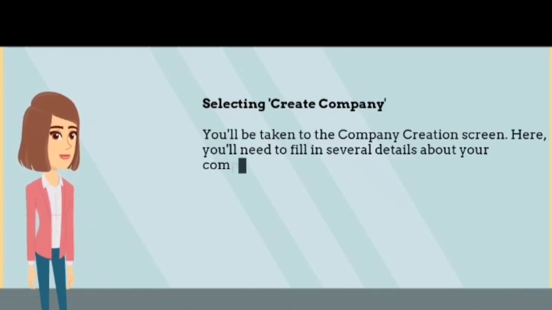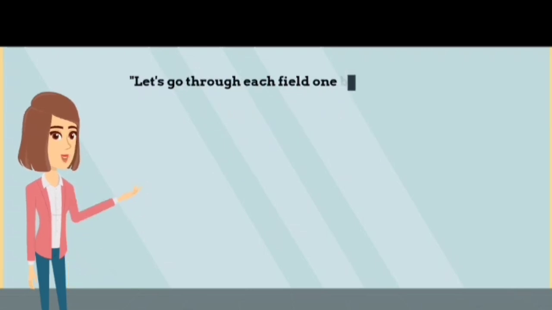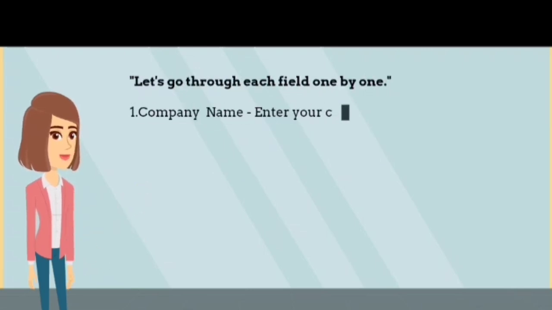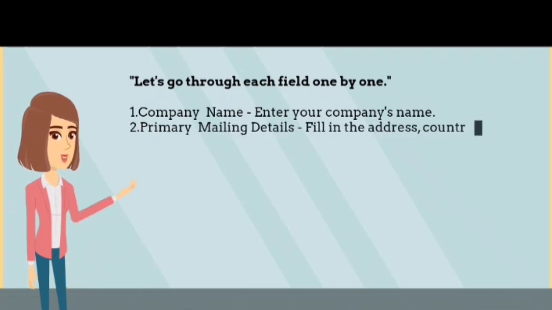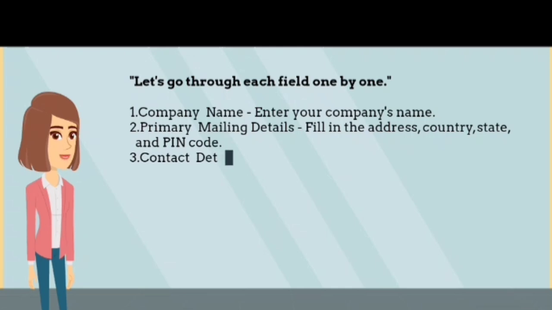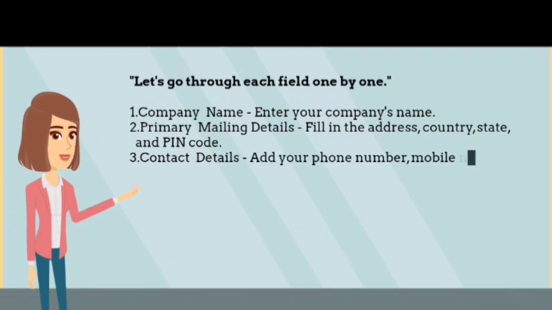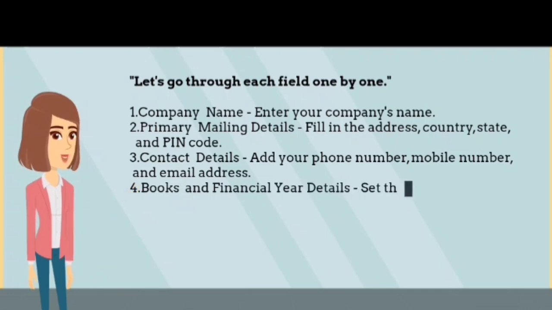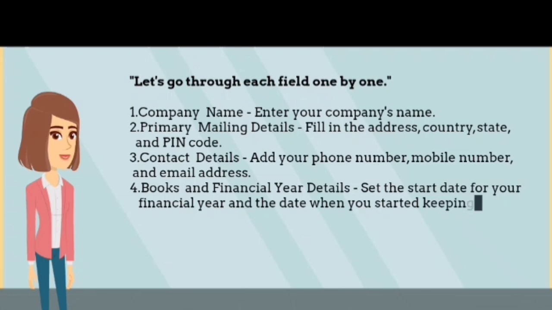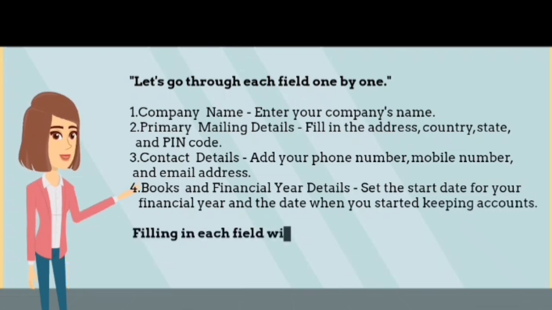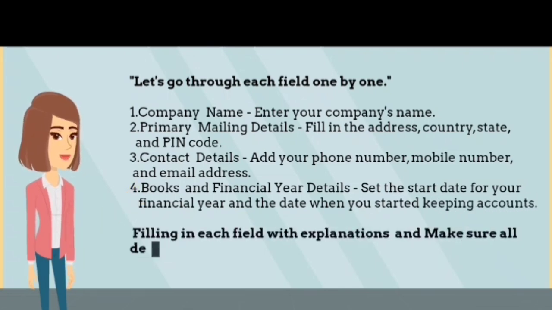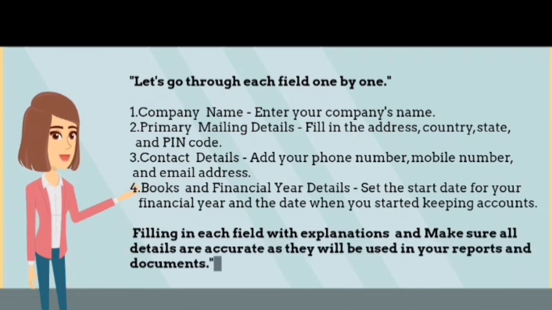Here, you'll need to fill in several details about your company. Let's go through each field one by one. 1. Company name, enter your company's name. 2. Primary mailing details, fill in the address, country, state, and PIN code. 3. Contact details, add your phone number, mobile number, and email address. 4. Books and financial year details, set the start date for your financial year and the date when you started keeping accounts. Make sure all details are accurate as they will be used in your reports and documents.